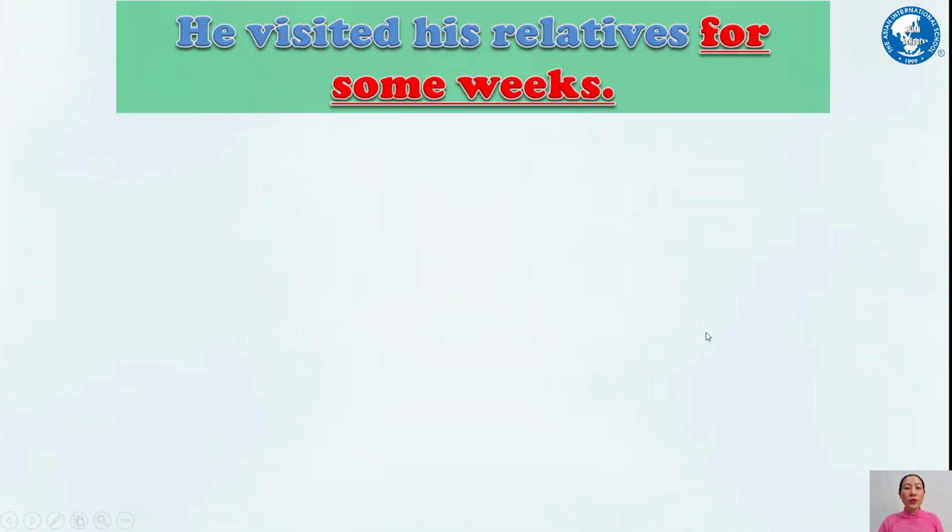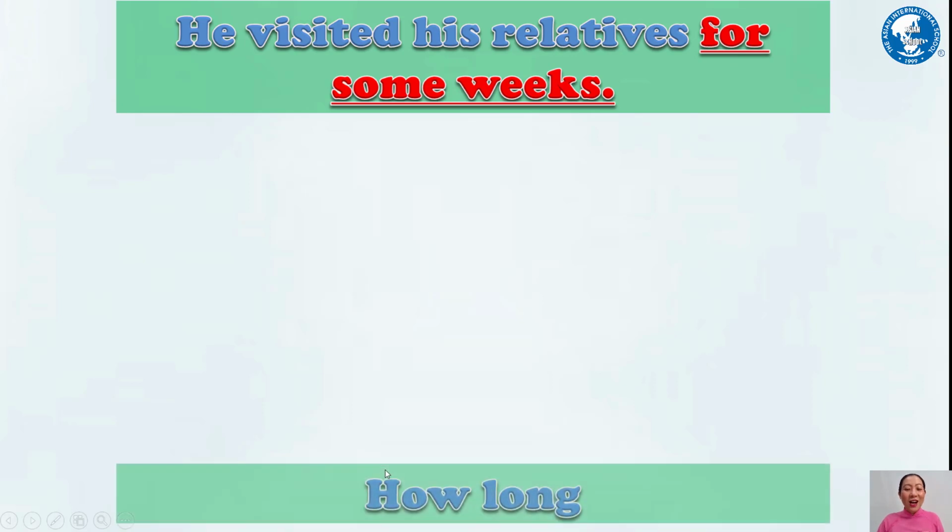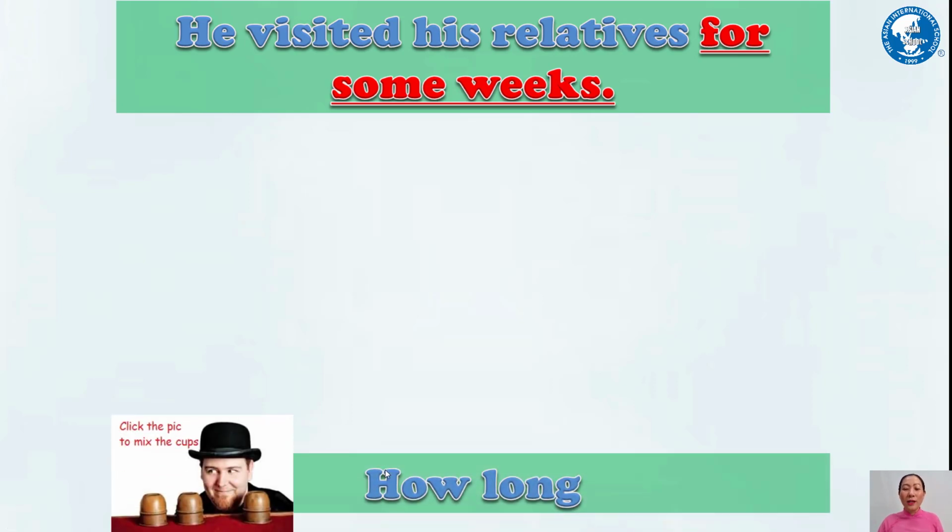And now we move to the second one. He visited his relatives for some weeks. The time expression for some weeks is a period of time. Do you remember? Yes. Okay, and the correct one is how long. We use how long to make a question because for some weeks is a period of time. Good job.